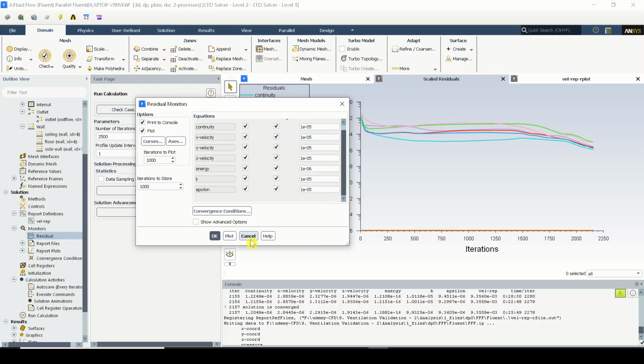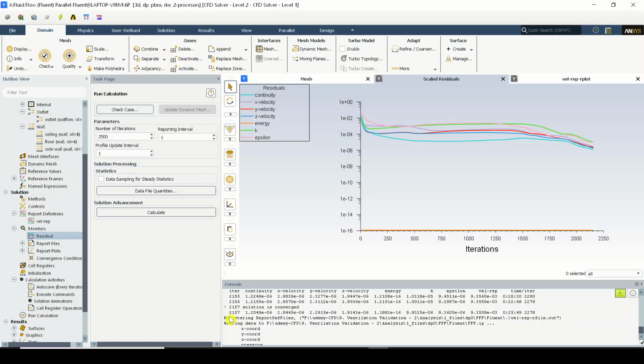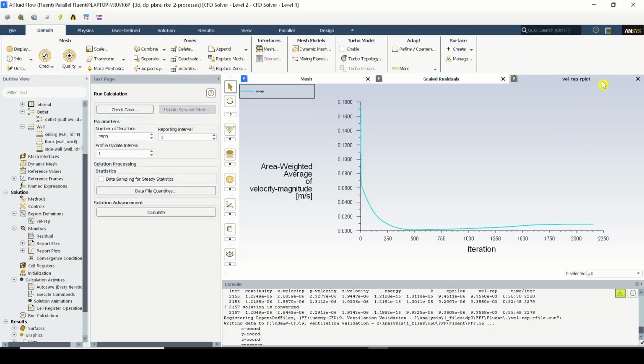And now after that, at the 2157th iteration, you can see again they have fallen below the criteria. Coming to the velocity monitor, you can see it is almost reaching a constant.